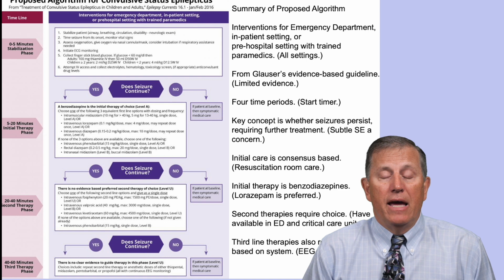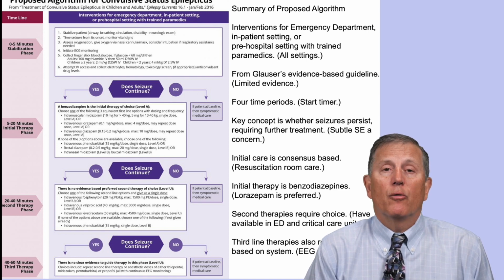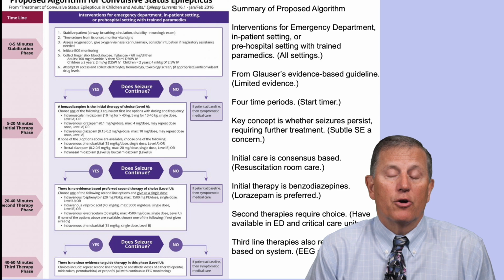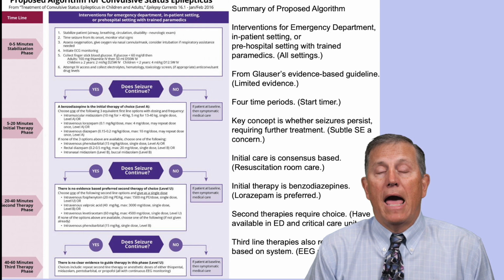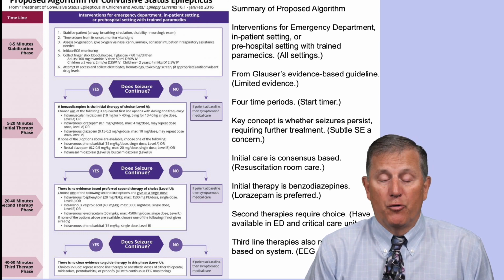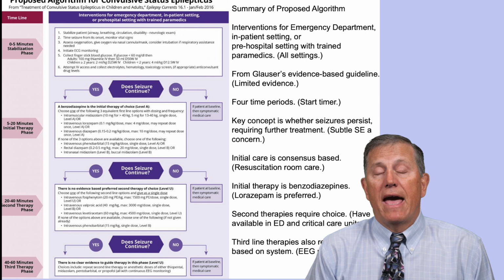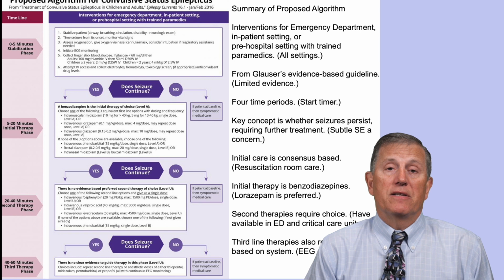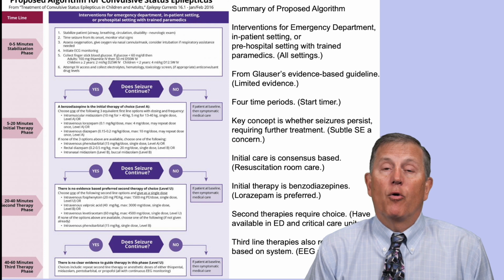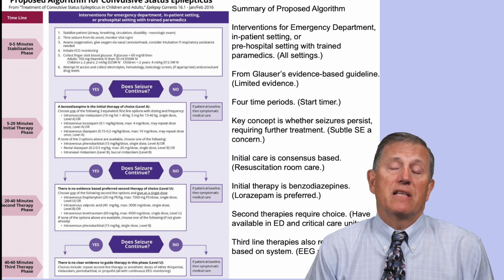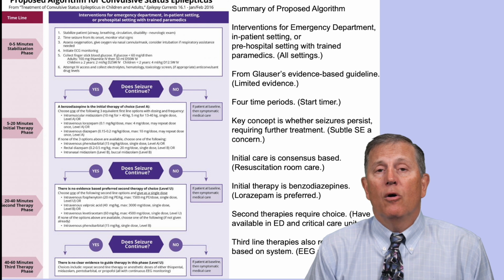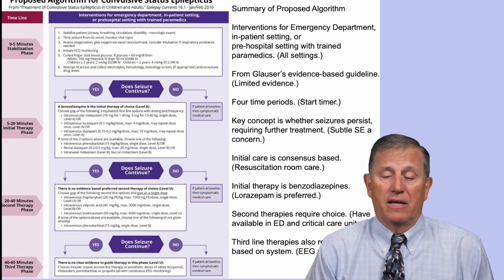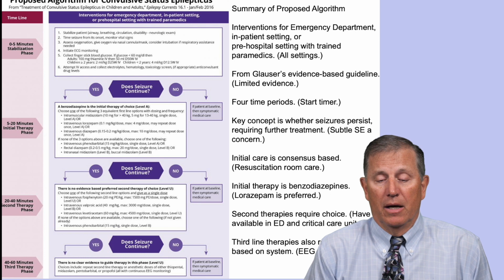Again, this is a graphic of the proposed algorithm from the Glauser Epilepsy Currents publication in 2016. And from this, we know that it's applicable to most all settings where there are trained providers. We know that the evidence in the guideline is for the most part not strong, except to say that benzodiazepine should be the initial therapy of choice. We know there are 4 time periods, and it's important to start the stopwatch the minute the patient arrives or begins to have the status epilepticus episode in whatever clinical setting.